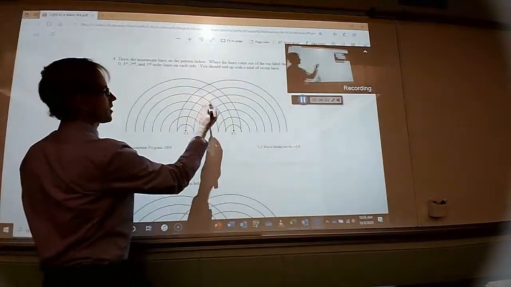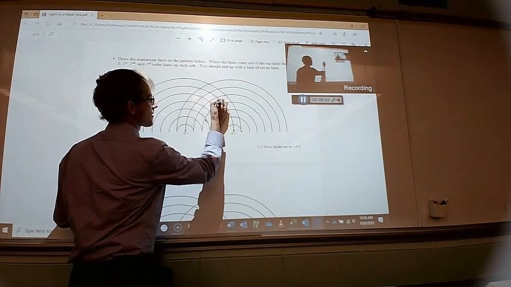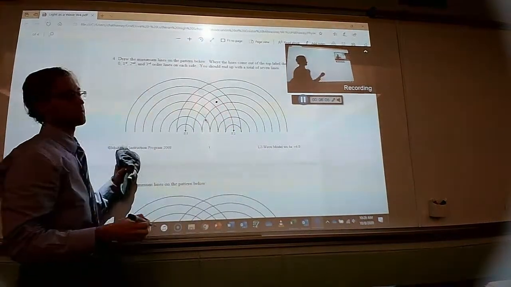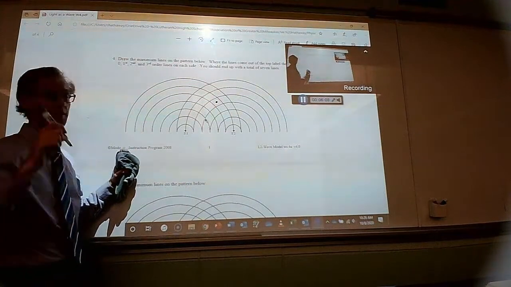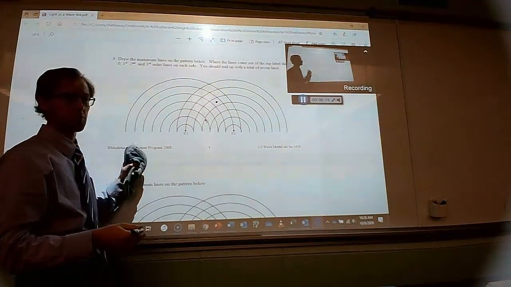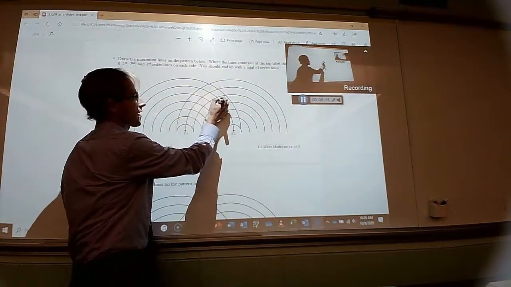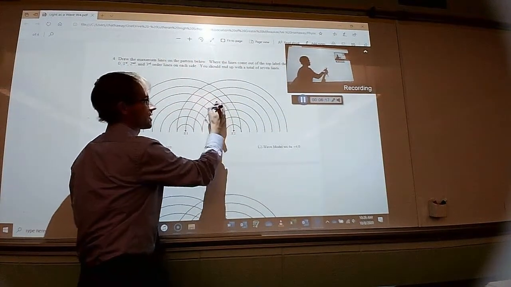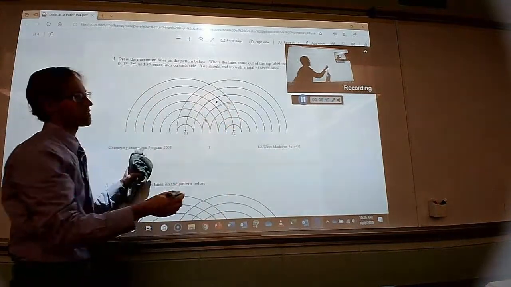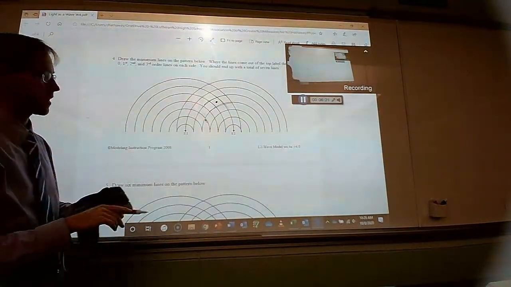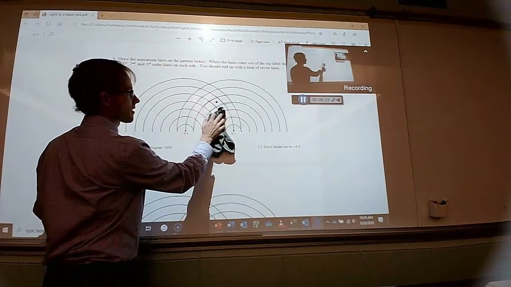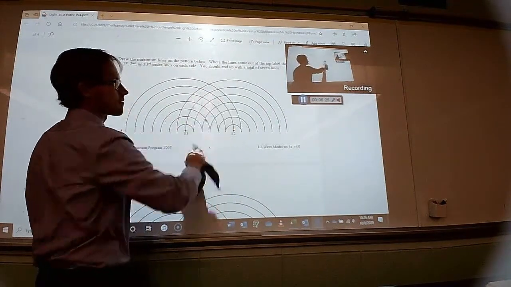Now, what if I put a dot right here? Constructive or destructive? Constructive. Because what do we have? Two crests or two troughs? Two troughs, yep. It's exactly between these two crests. So there's two troughs in that location, and that is constructive interference.